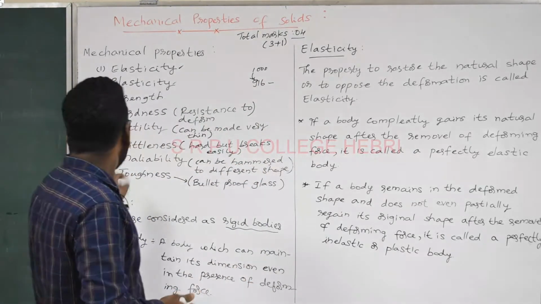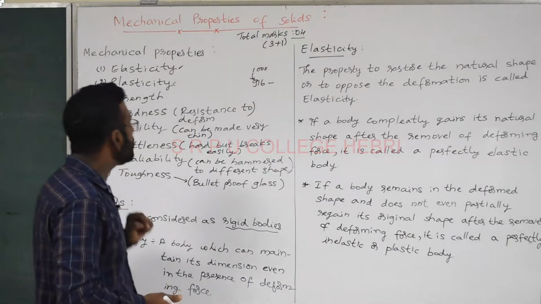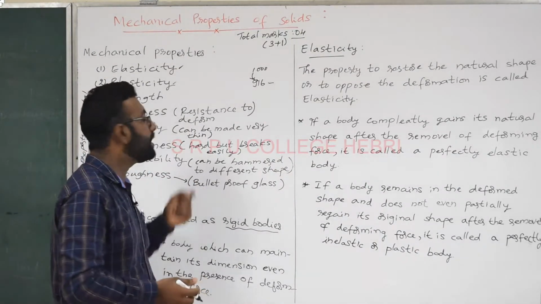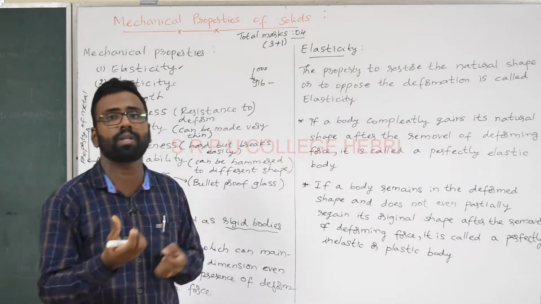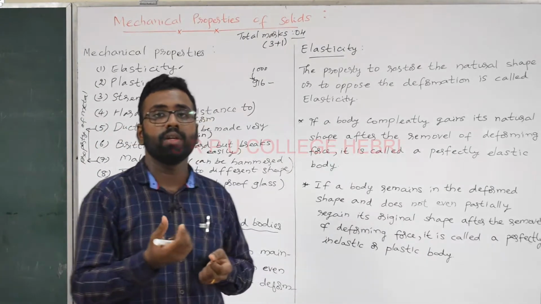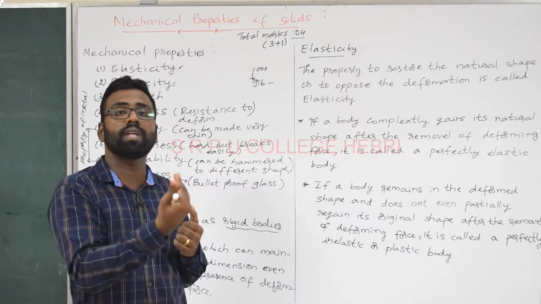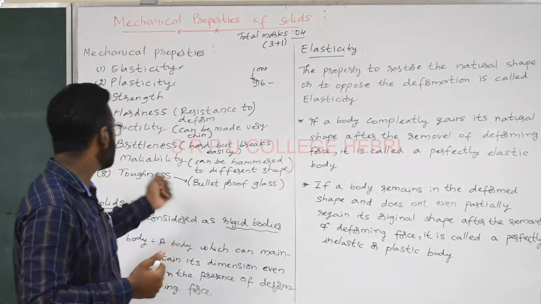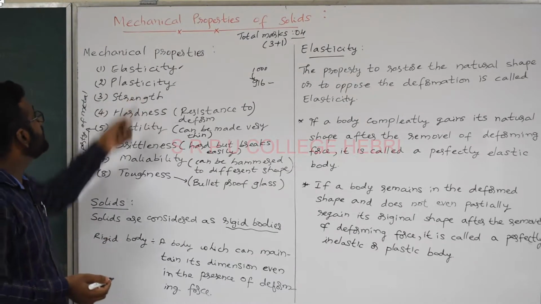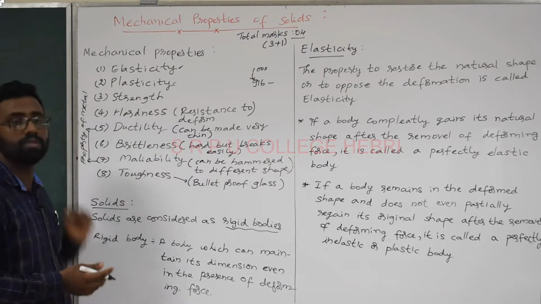Then toughness. You can identify toughness with bulletproof glass. Even if you apply a lot of force, it is able to withstand that force. That is what we call toughness. So these are the mechanical properties of solids.